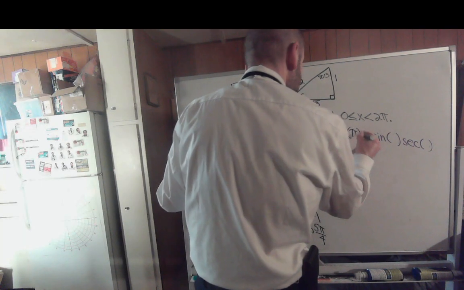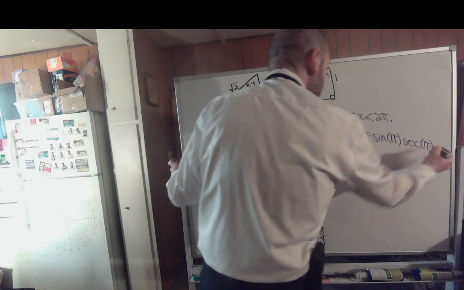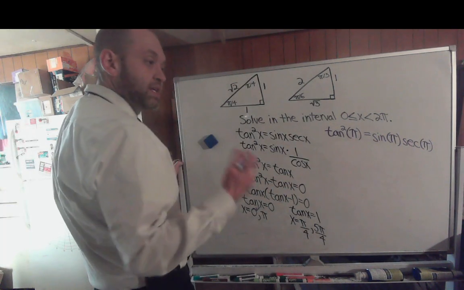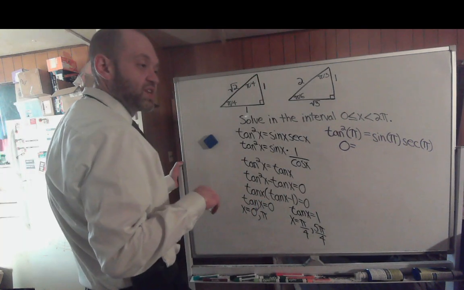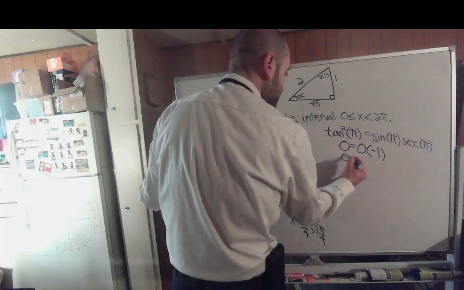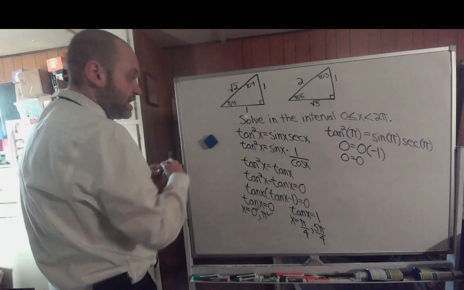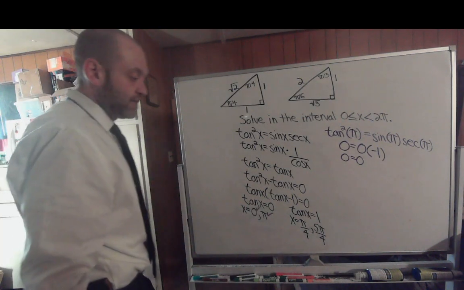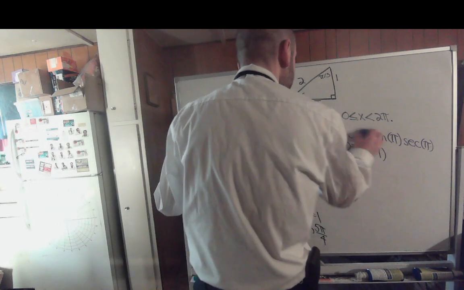So we're going to take the tangent squared of pi, set that equal to the sine of pi times the secant of pi. What is the tangent of pi? That's also 0. 0 squared is 0. That equals the sine of pi, which is 0, times your secant of pi, which is -1. Well, you would get 0 equals 0, so guess what? Pi also works. Now, where it's going to get particularly interesting is your pi over 4 and 5 pi over 4.